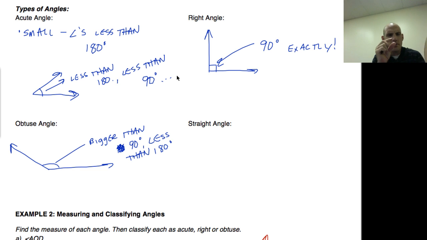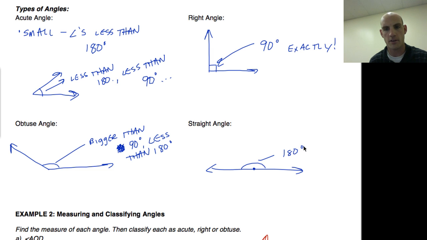Okay, so acute angles are cute. They're smaller than 90, so they're smaller than this 90-degree angle, but they're bigger than 0. Obtuse angles are bigger than 90, but less than 180. A straight angle is just like it says. It's straight. It's 180 degrees exactly. That's how it goes.